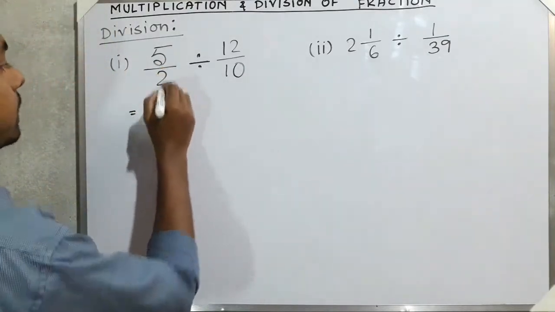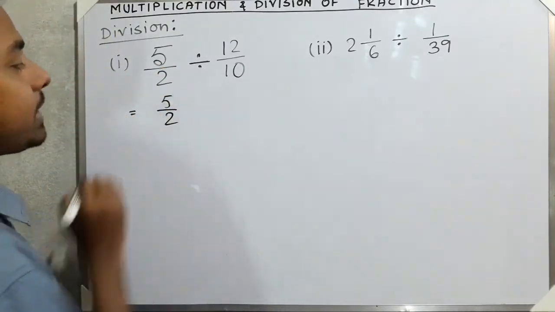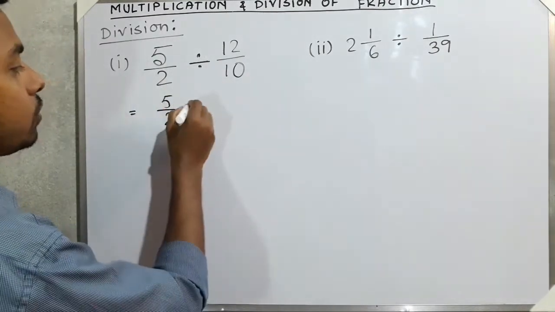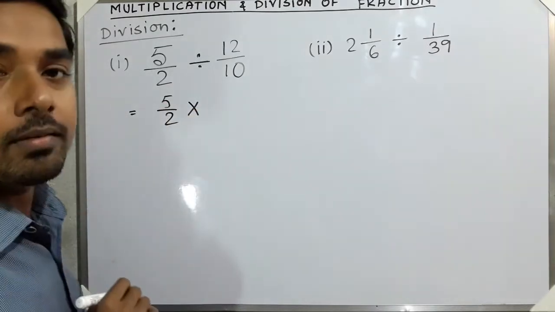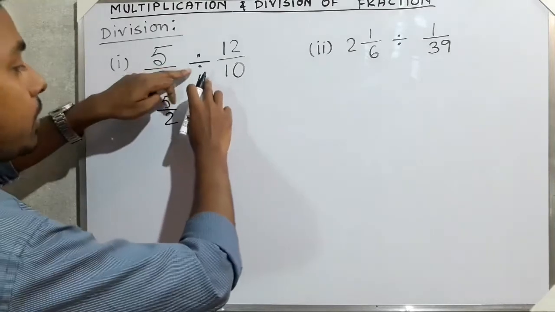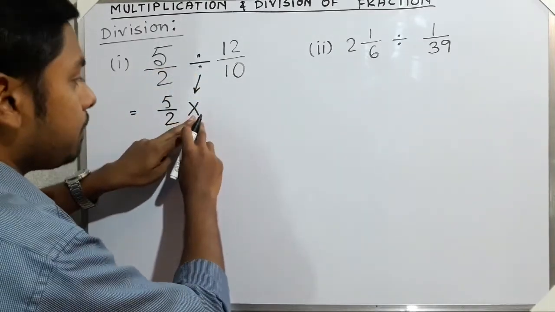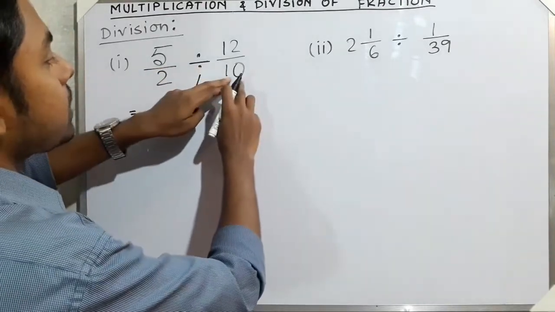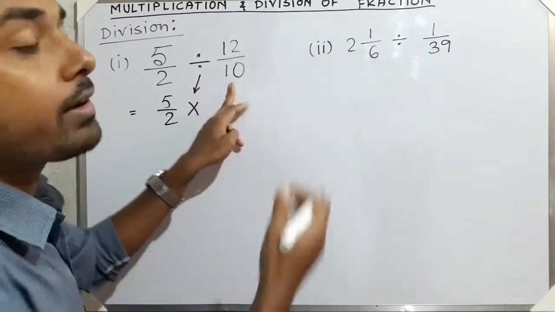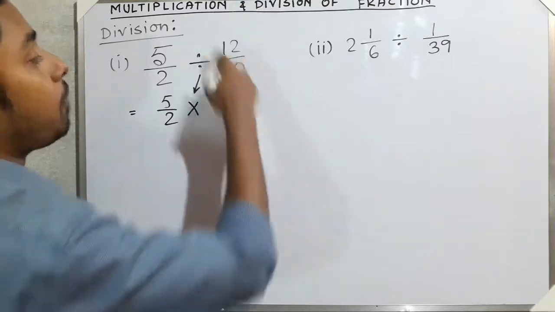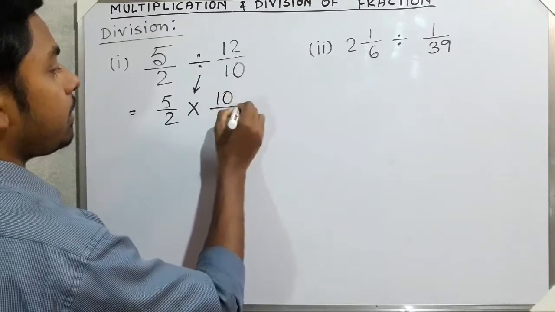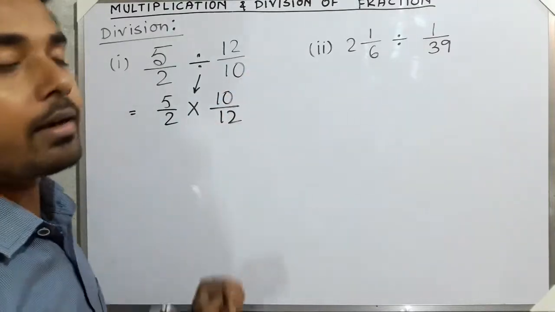Okay, so first of all this 5 by 2 will be the same as it is. Then this divide sign we have changed into multiply. Whenever we have changed into multiplication, the fraction which is after the division will be reciprocal. And how to find the reciprocal? You just have to take the opposite. Here 12 by 10, that means you have to take 10 by 12. This is the reciprocal of 12 by 10.